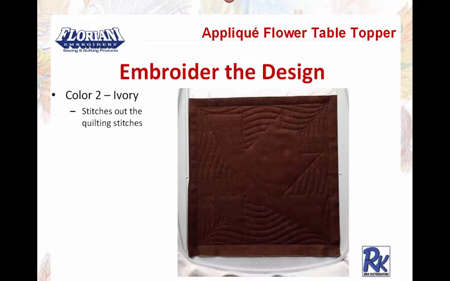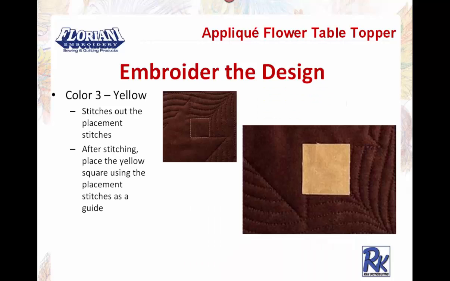The next thing we'll stitch out is color number ivory, and that stitches out the quilting stitch. As you can see in the actual design here, we used brown fabric, so we used the brown thread, not ivory, but again, you're going to want to match that up. So you can see here it stitched out those quilting stitches, did not go through where our applique is going to be. And then the next step is to stitch out color number yellow.